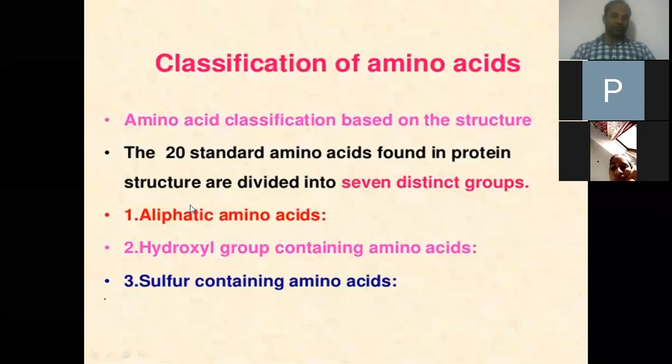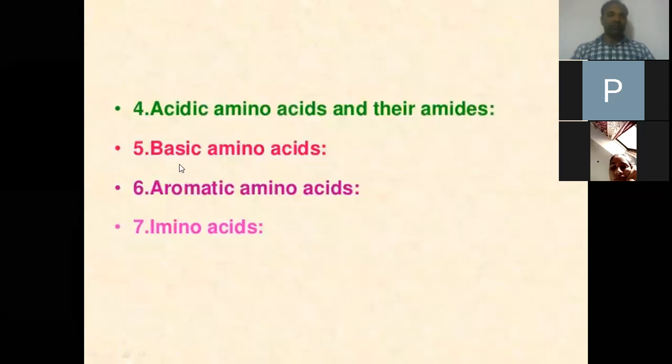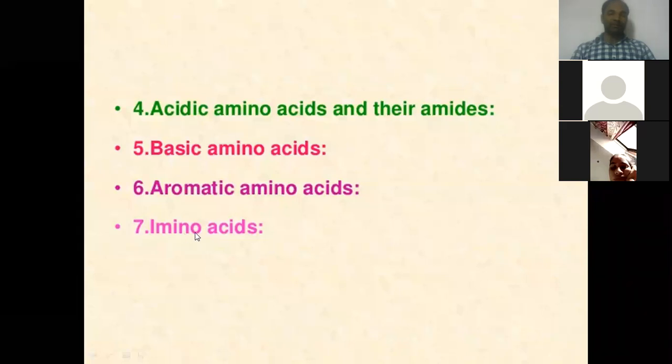The 7 distinct groups. The first group, aliphatic amino acids. Second group, hydroxyl group containing amino acids. Third group, sulfur containing amino acids. Fourth group, acidic amino acids and their amides. Fifth group, basic amino acids. Sixth group, aromatic amino acids. And seventh group, imino acids. So these are the 7 different groups of the classification of amino acids. Amino acid के classification के ये 7 different groups हैं.